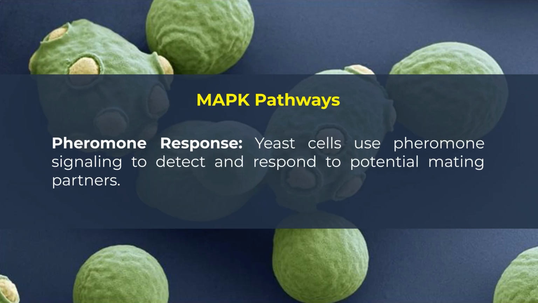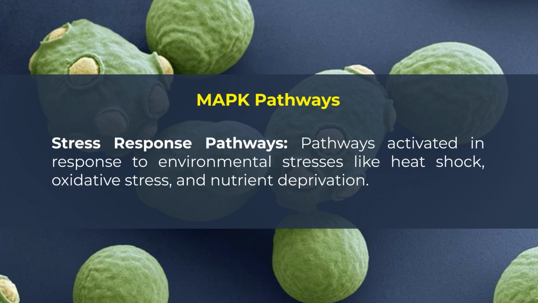The first one is MAPK, as we talked about, and it is involved in mating, osmoregulation and stress responses. The next is the pheromone response. Yeast cells use pheromone signaling to detect and respond to a potential mating partner so that two haploid cells can form one diploid cell. The stress response pathway is activated in response to environmental stresses like heat shock, oxidative stress and nutrition deprivation.